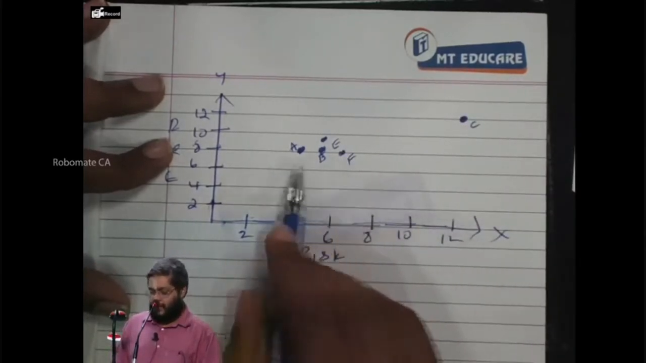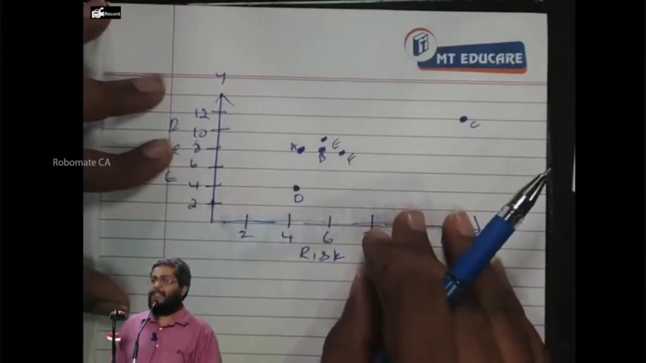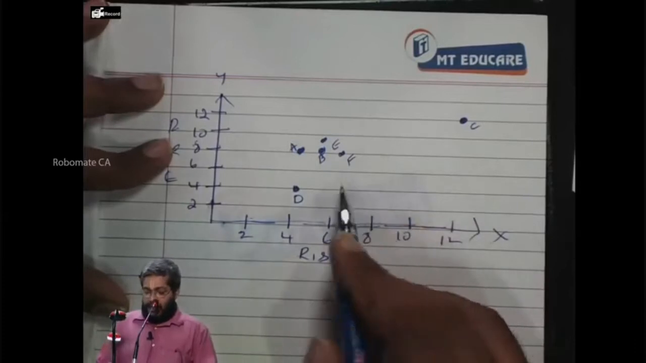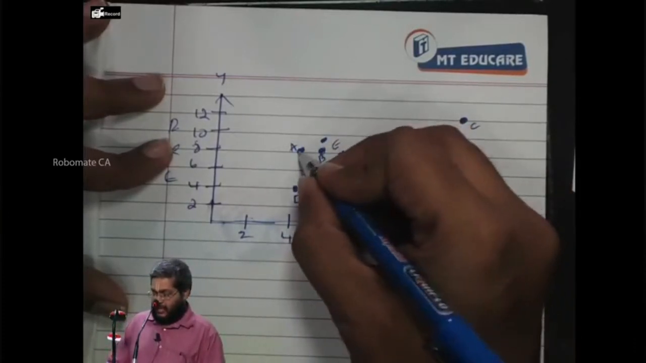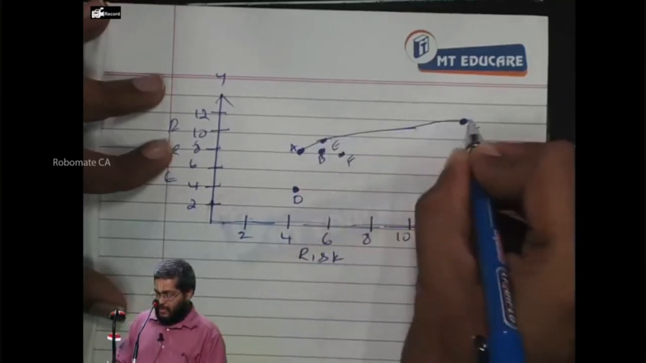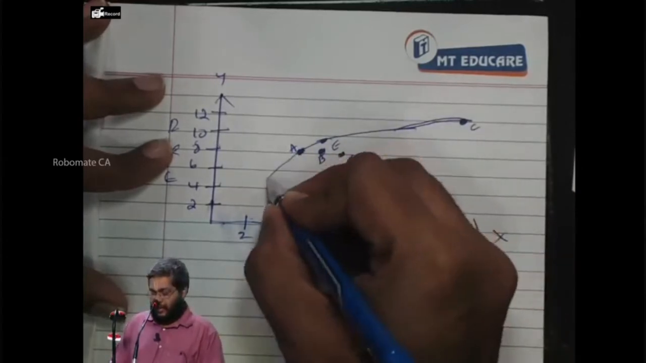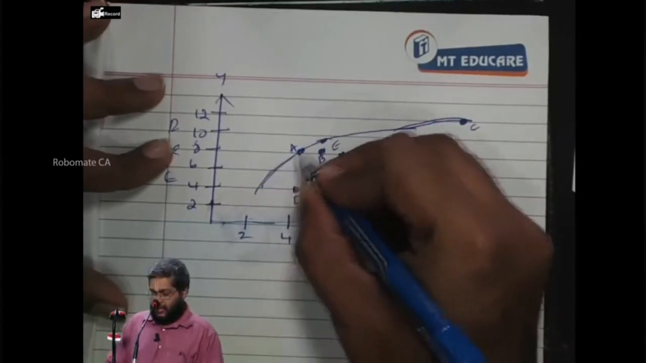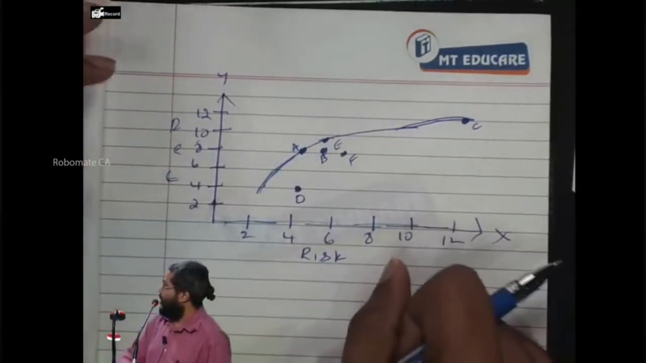Everybody, are you following? A, B, C, D, E, and F, all the securities have been plotted here. Respond yes or no. Now, if I join A, E, and then C, this I call the efficiency frontier. We can just extend this way, which I call the efficiency frontier. Am I right or not?